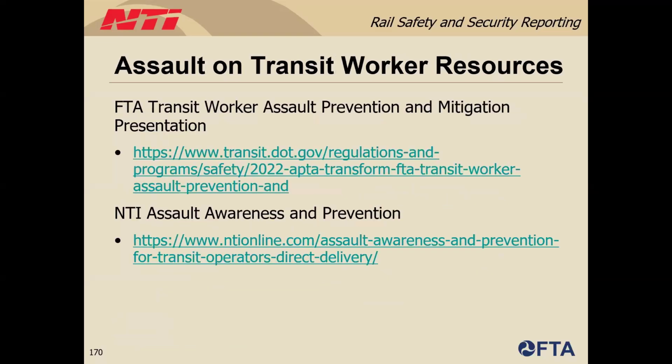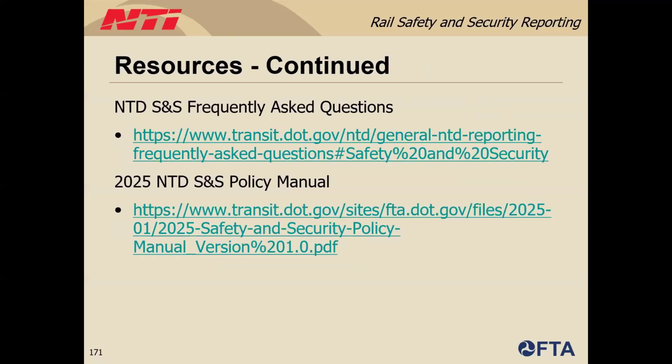There are several resources available for further information on assaults on transit workers. These resources are continued on the next slide and include guidance for NTD reporting, as well as an informational presentation by TSO, which covers assaults on transit workers, initiatives, and how NTD data collection ties into tracking progress towards the risk reduction program. Both the Safety and Security Policy Manual and NTD FAQ page have been updated to include information about assaults on transit workers. There's also an FAQ page for the Public Transportation Agency Safety Plan Final Rule.